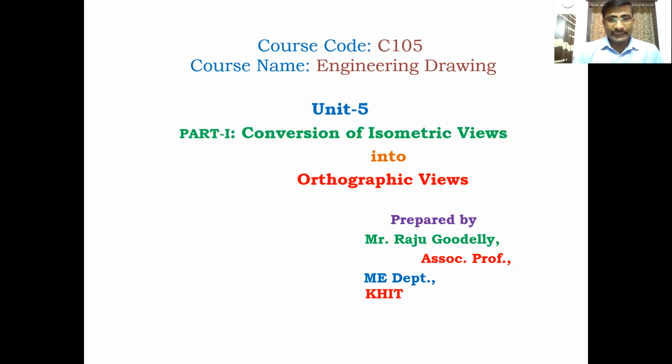So first of all, what is an isometric view? What is an orthographic view? I already discussed orthographic views in previous chapters. What is meant by orthographic views? Till now we drew the projections, from projection of points to projection of solids. All the projections are orthographic projections. Orthographic means perpendicular to the reference plane.